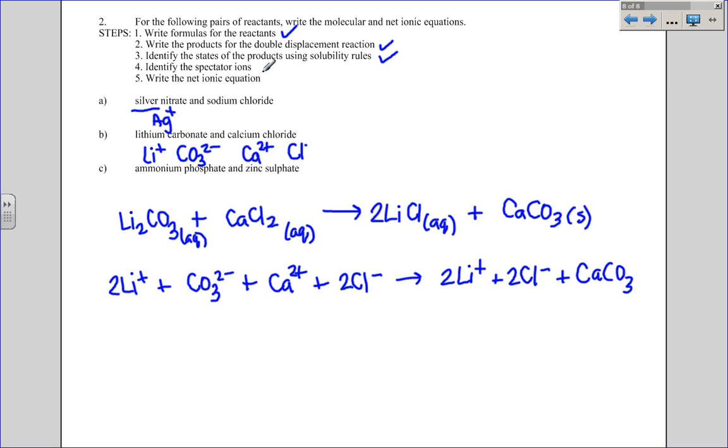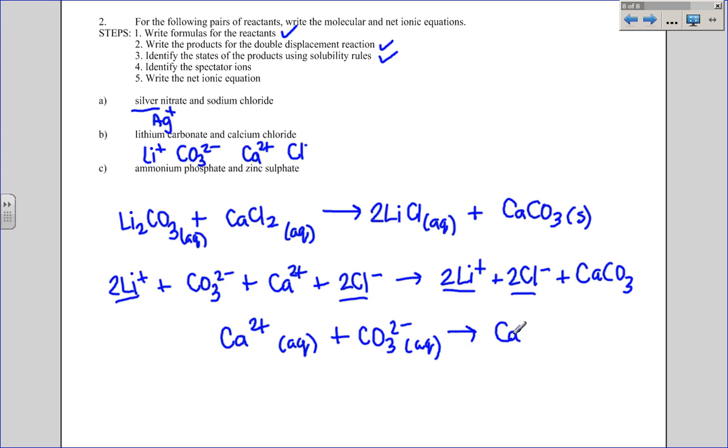Step 4, I need to identify the spectator ions, which are lithium and chlorine. And so I'll remove those to write my net ionic equation, which is calcium 2 plus carbonate gives me calcium carbonate solid. So this is my net ionic equation.